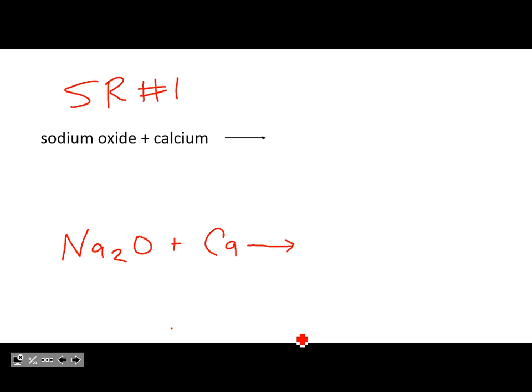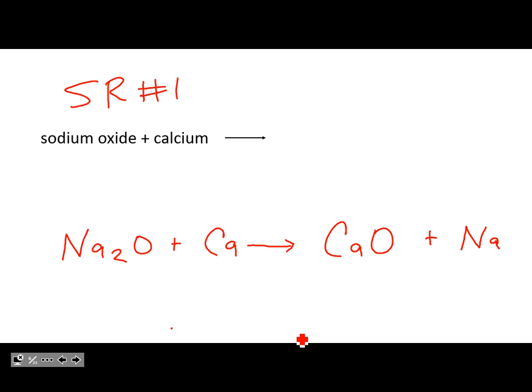So I look at this here, and it says that I'm going to get a new metal and a new salt. Well, my new salt is going to be calcium oxide. Remember that calcium is a 2+, oxygen's a 2-, so my charges equal out there. And my new metal being formed is going to be sodium.